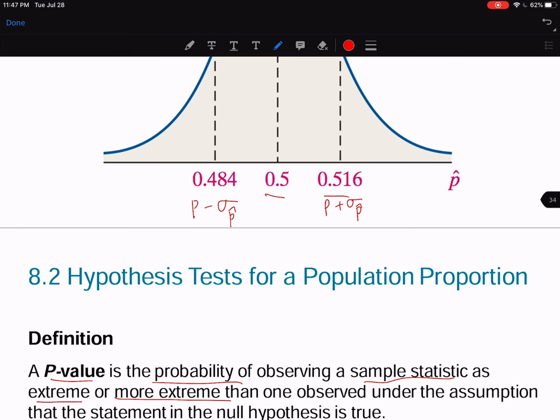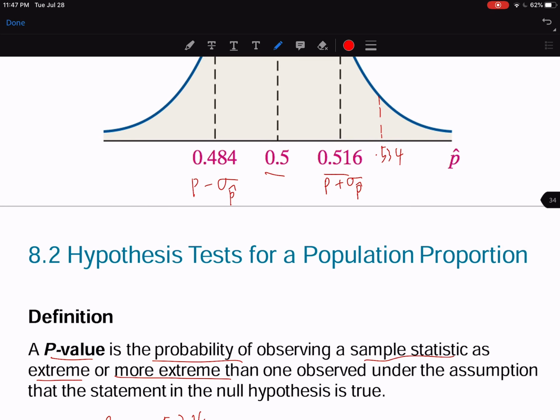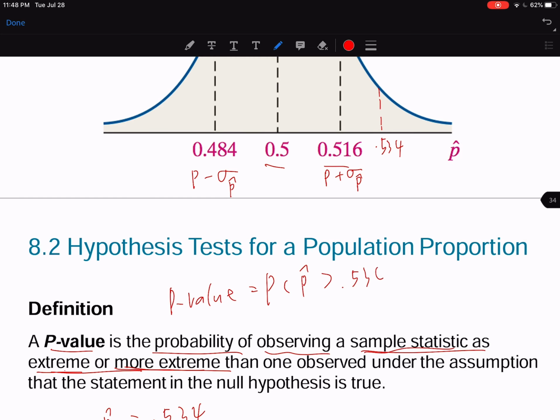So what does it mean? I will say that 0.534 is somewhere over here, right? And we know the p-value is the probability of observing the sample statistic as extreme or more extreme. So in this case, the p-value would be equal to the probability that p hat is greater than 0.534. That's what it means to say the p-value is the probability of observing the sample statistic as extreme or more extreme than the one observed under the assumption that the statement in the null hypothesis is true.